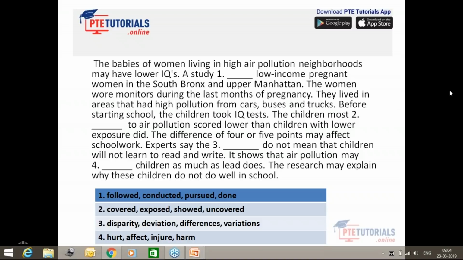Then I have Banuka. Followed, exposed, disparity. Why can I write the word disparity here? Affect, wrong. Kiruti: followed, exposed, disparity, harm. Kiruti, third, wrong. Pramod: pursued. How can I write pursued here? It's not making sense. Exposed, disparity, hurt. Wrong. Followed, exposed, differences, affect. Till now, no one is all correct.